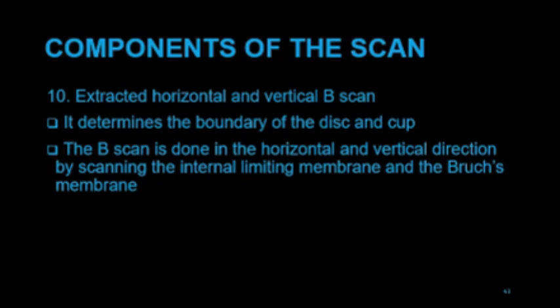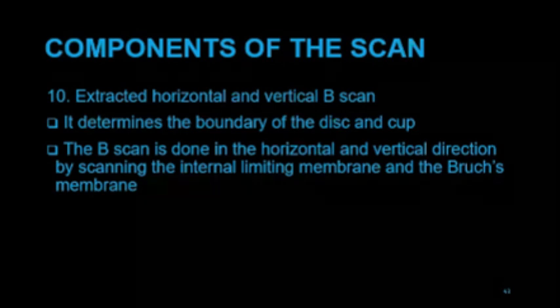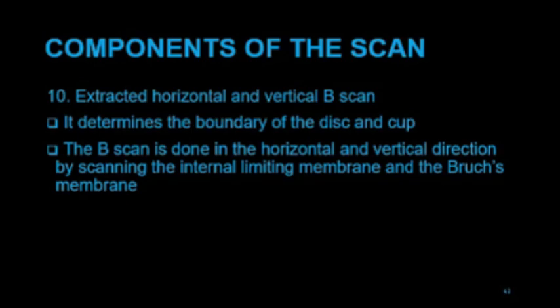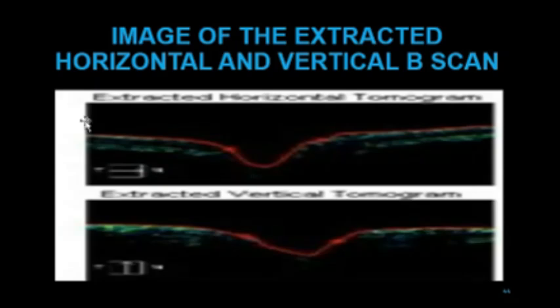Okay. So another component of the scan is the extracted horizontal and vertical B scan. It determines the boundary of the disc and cup. The B scan is done in the horizontal and vertical direction by scanning the internal limiting membrane and the Bruch's membrane. So this is a diagram of the B-scan, image of the extracted horizontal and vertical B-scan.